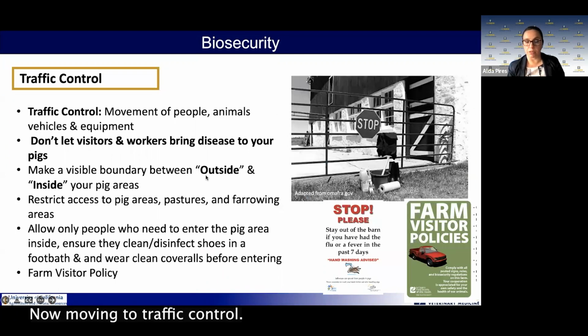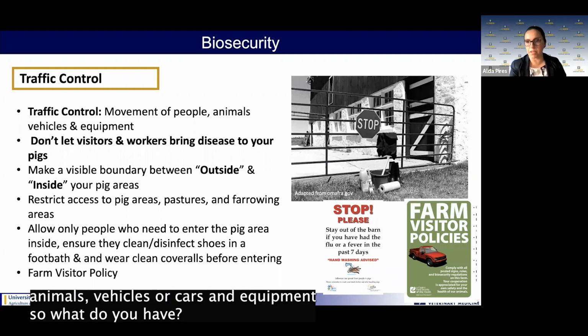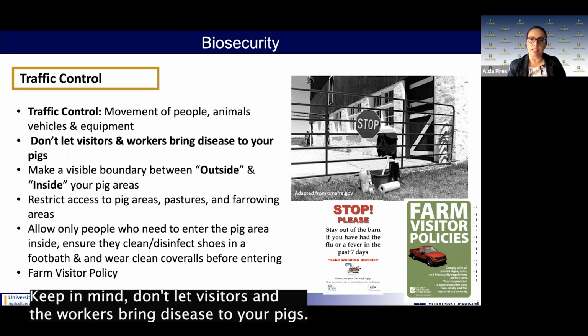Now moving to traffic control. So what is traffic control? It's the movement of people, animals, vehicles, so cars and equipment. So what do you have to keep in mind? Don't let visitors and workers bring disease to your pigs.